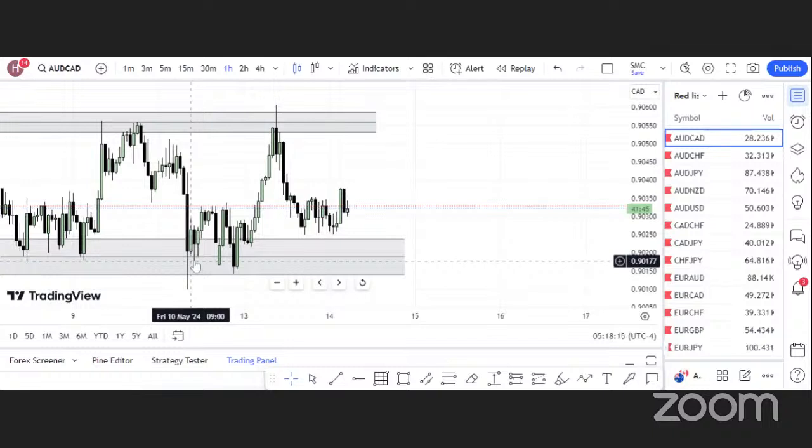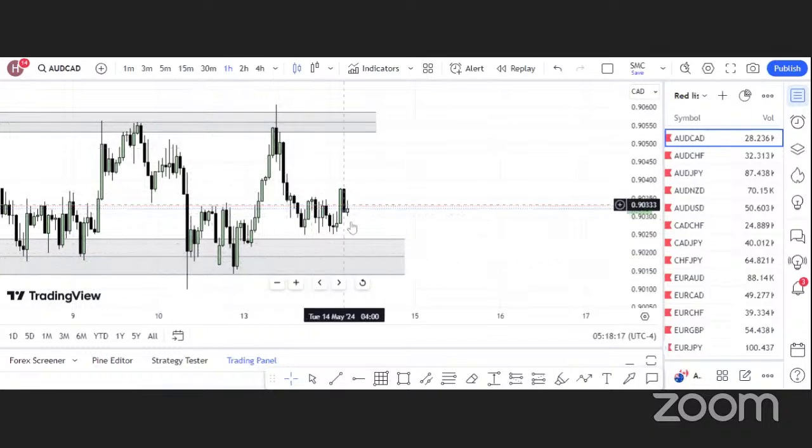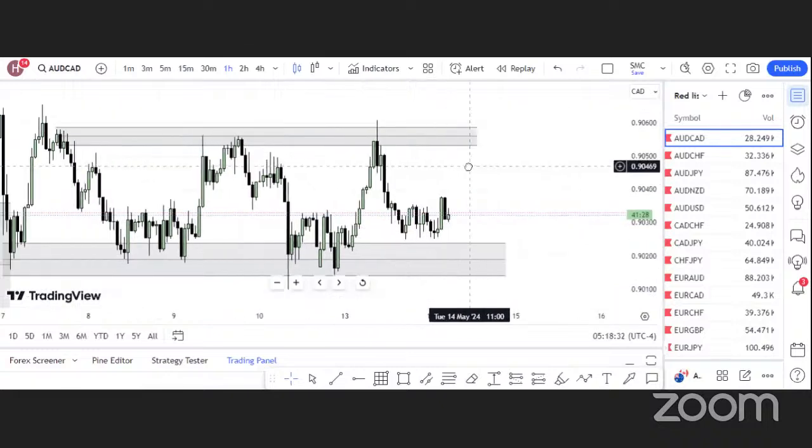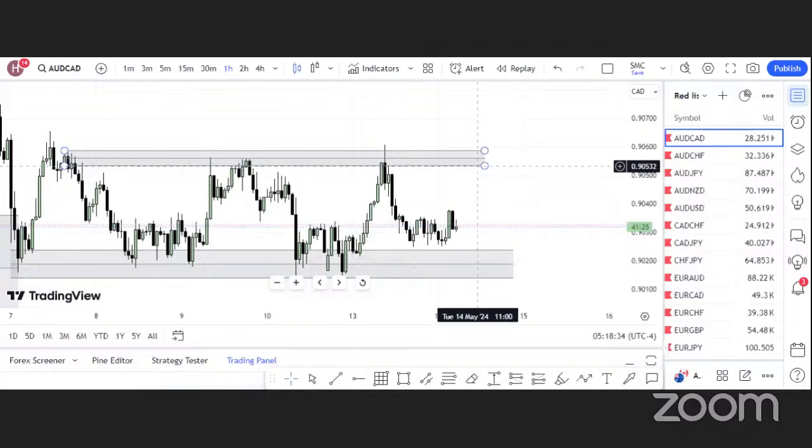And what happened? The market still bought. Now we are anticipating that the market will come back into this level for the fifth time and then buy again. All right. So until this level gets broken to the downside, we will keep looking for buy opportunities. So guys, you see, forex trading is very easy.